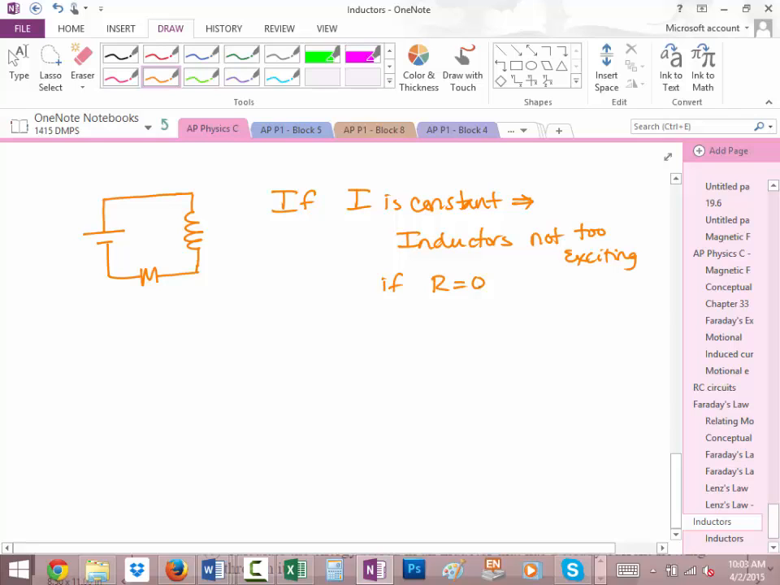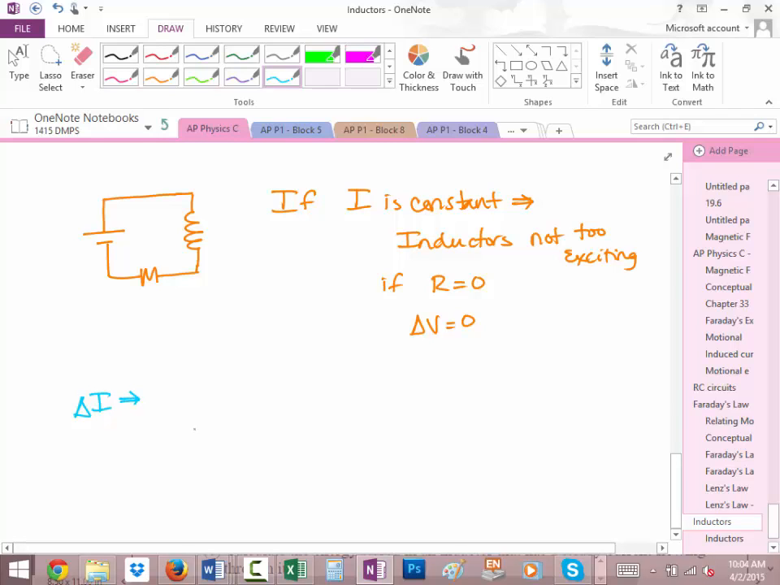If the resistance of an inductor is 0, then tell me about the potential difference across an inductor. Also 0, right? V equals IR. Doesn't matter what I is. If R is 0, V has got to be 0. Boring. Okay? It's much more exciting when there is a change in current. We like having a change in current. That's when life gets more fun.